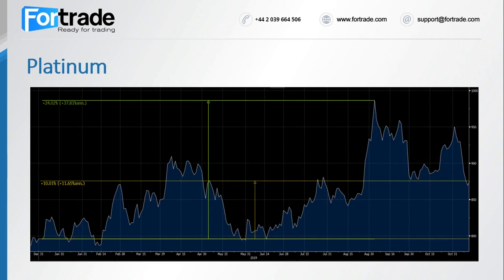Platinum is currently up by 10% since January the 1st, but it was up by almost 25% in September before dropping back. Platinum hasn't had the success of palladium, but since the beginning of the year there have been plenty of opportunities to take advantage of the metal's rising price.